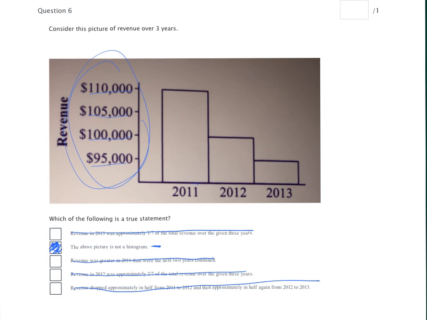And I knew that because you can't have years on your quantitative variable line like this. So this is not a histogram. This would be considered a bar chart.